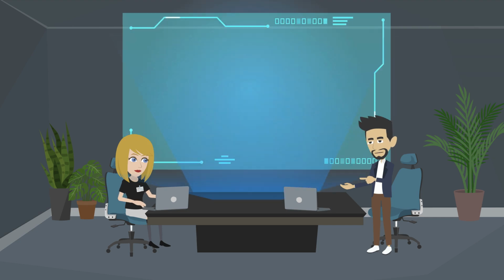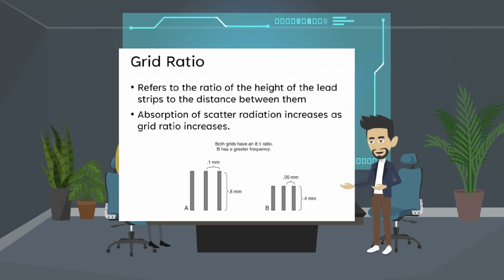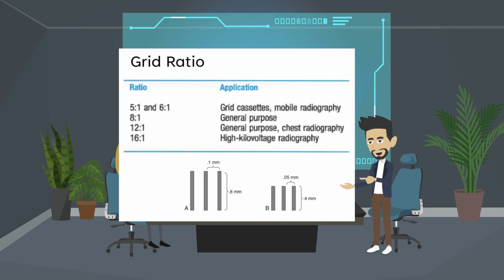The grid ratio. The relationship between the height of the lead strips and the width of the spaces between them determines the effectiveness of a grid. Common grid ratios and their applications are between 5 to 1, 8 to 1, 12 to 1, and 16 to 1. The applications are used with grid cassettes, general purpose, and high kilovoltage radiography.